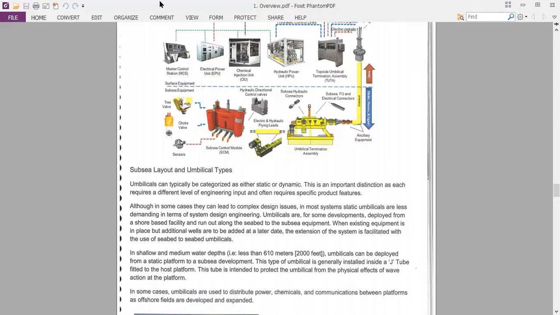So what you have here is an example of a dynamic umbilical. So anything that carries power, signal, hydraulic from topside, just hitting the seabed is a dynamic umbilical. And any umbilical that continues on that route, maybe from a termination assembly like we have here to other locations on the seabed, is what we call a static umbilical. Is that clear? Yes, sir. All right. So let's move on.